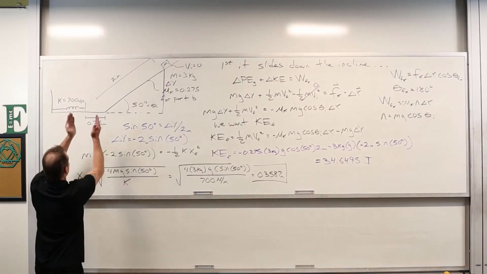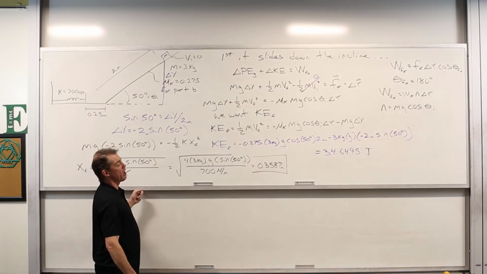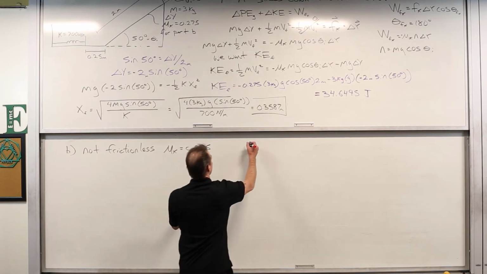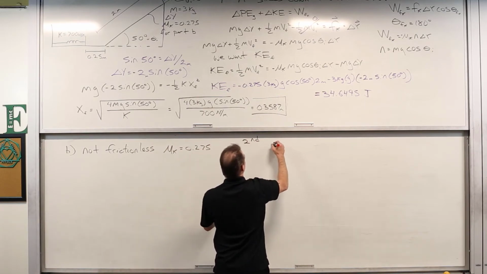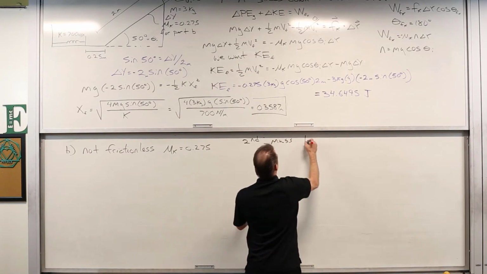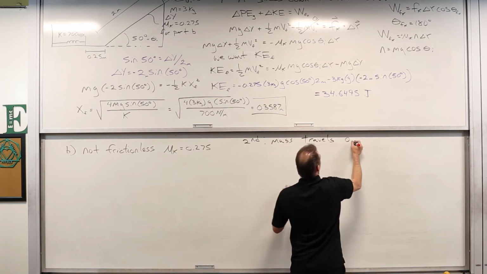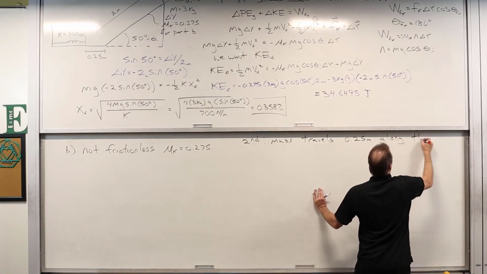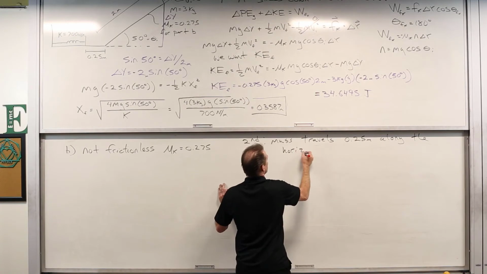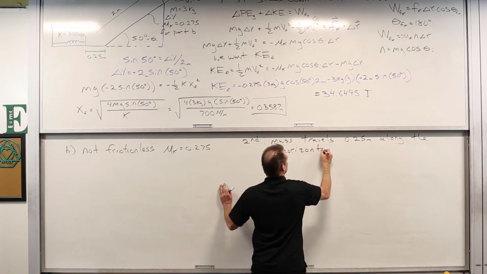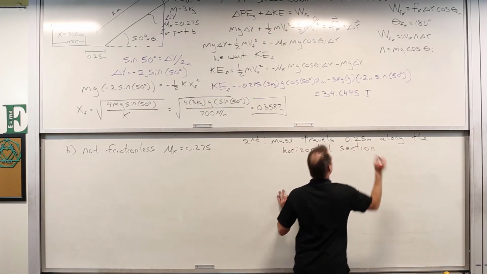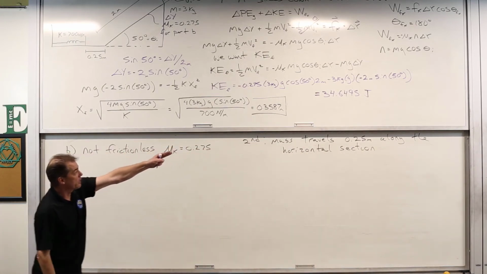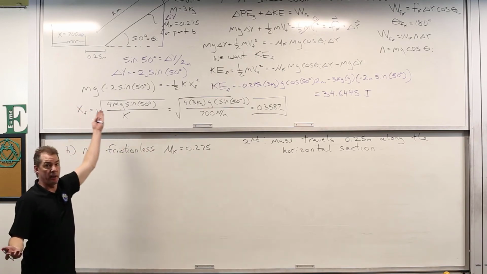Now we've got the second part. This mass travels along the horizontal surface for a distance of 0.25 meters. So now, second, the mass travels 0.25 meters along the horizontal section. So what do we have there? Well, there's its initial kinetic energy, and it's going to have some final kinetic energy.